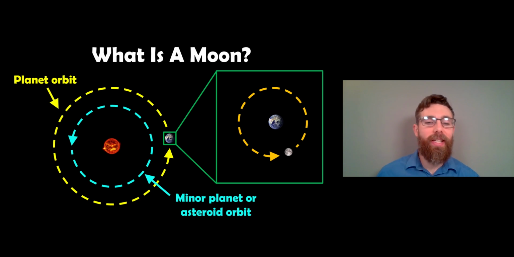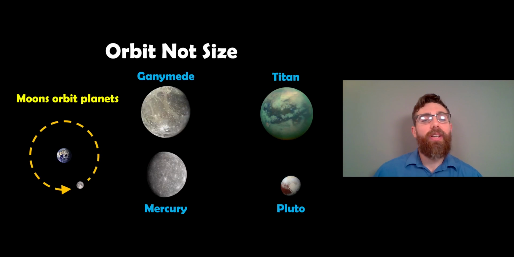So a planet is a large object which orbits around a star, so the Earth orbits the Sun, but a moon will orbit a planet. So if you had an object, say, the same size as a moon, but it was orbiting around the star, then that would be a minor planet or an asteroid. So it only becomes a moon when it's in orbit around a planet, and that is the defining characteristic of a moon, which is important going forward.